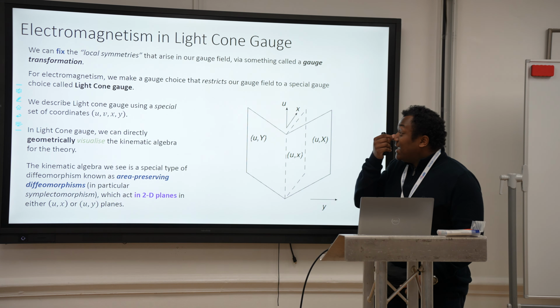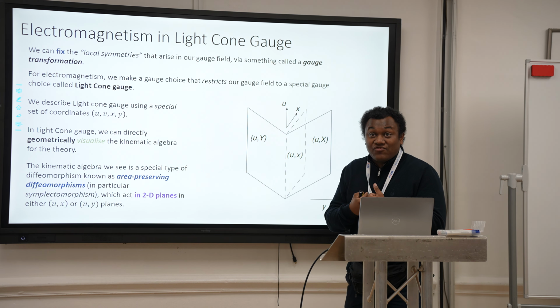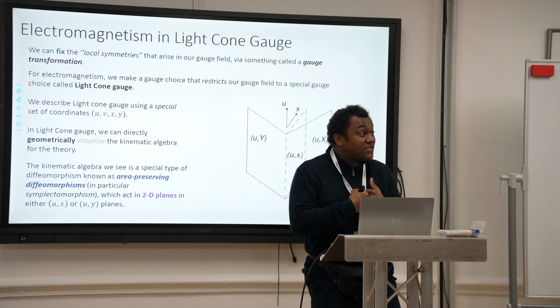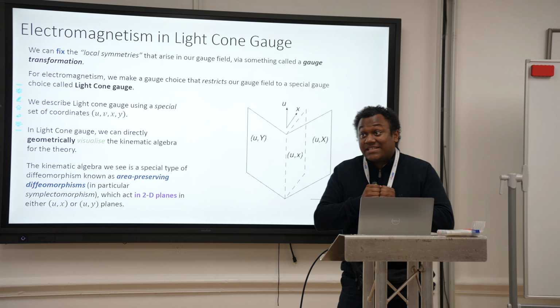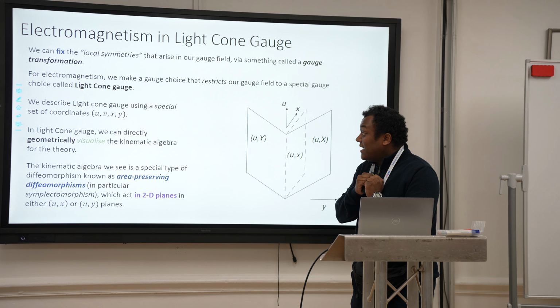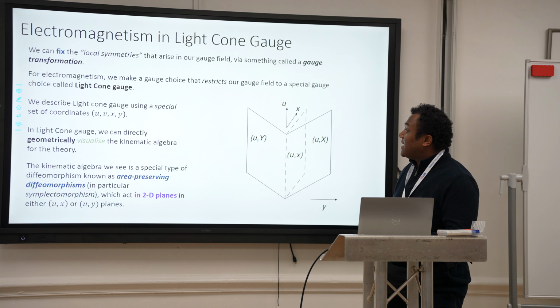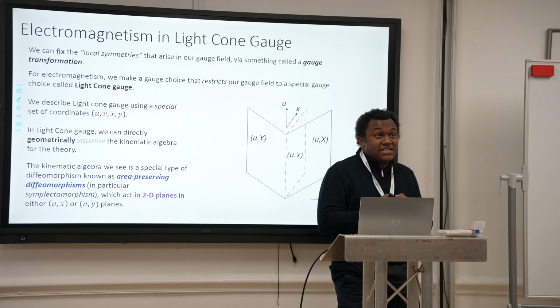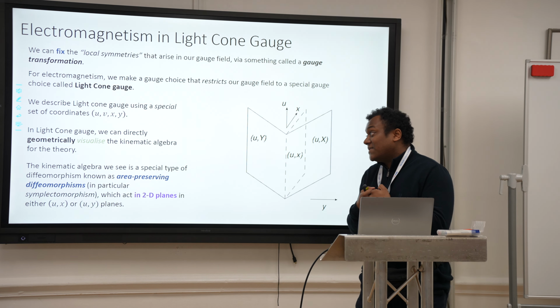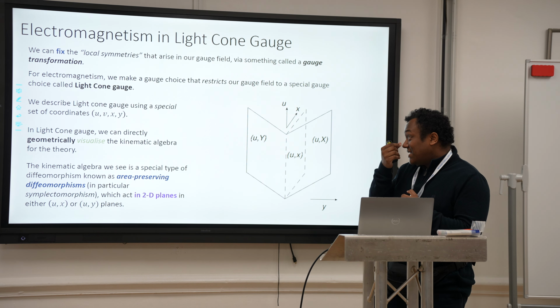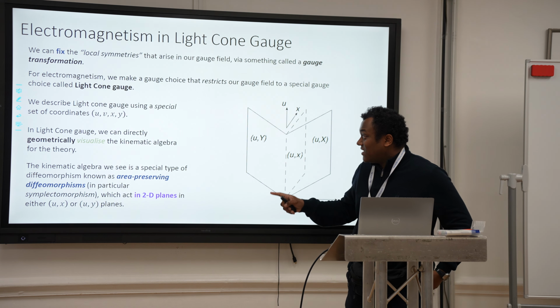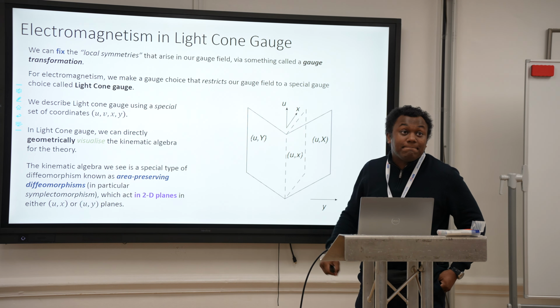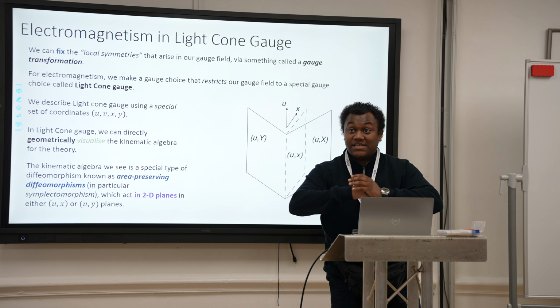To make the kinematic algebra structure in electromagnetism become manifest, the first thing we must do is fix our local symmetries, i.e. do a gauge choice. So in this case, we pick light cone gauge. By picking light cone gauge, this imposes on us that we must go into a certain coordinate set. So in this case, we go into light cone coordinates, which are given by u, v, x, and y. x and y are just your usual Cartesian coordinates.